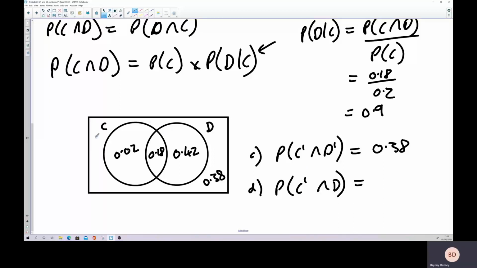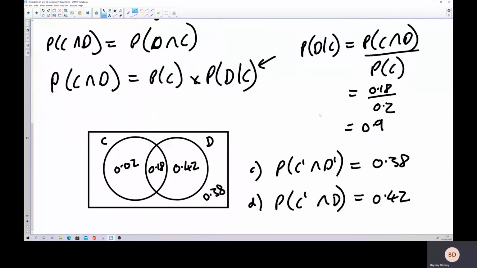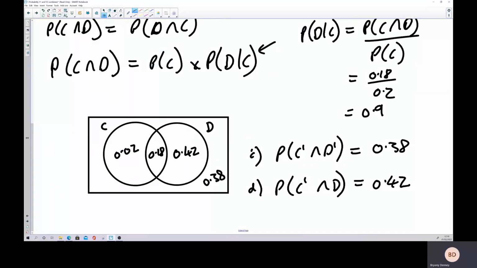Okay, well, not C is on the outside of C. Where does that intersect D? It's this 0.42. Okay, hopefully that made sense. Sorry, that was just B and C, not C and D.